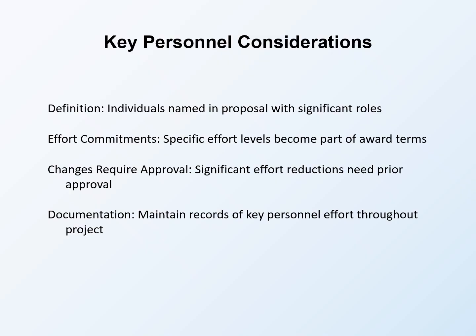The expectation is that the PI will actually devote 20% effort throughout the project. Changes to key personnel effort require approval. If the PI needs to reduce effort significantly, perhaps because of new responsibilities or health issues, prior approval from the funder is typically required. Significant is often defined as a 25% reduction from committed levels, meaning dropping from 20% to 15% would require approval. Documentation of key personnel effort should be maintained throughout the project.